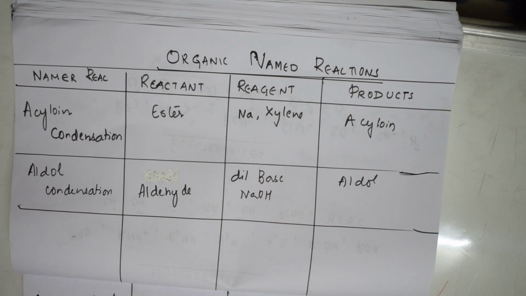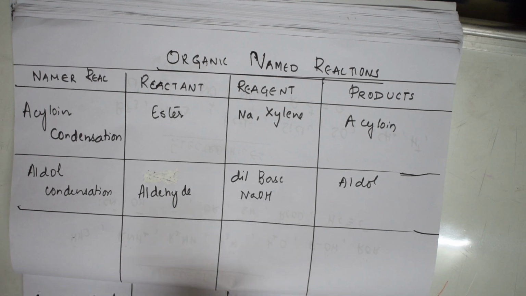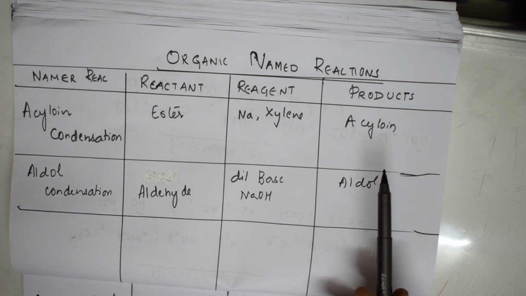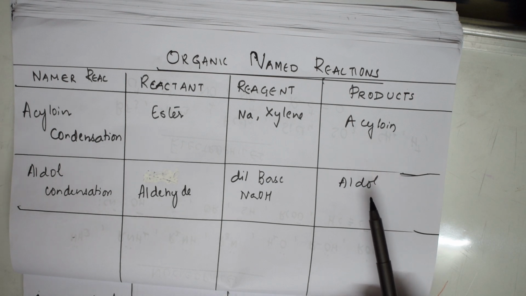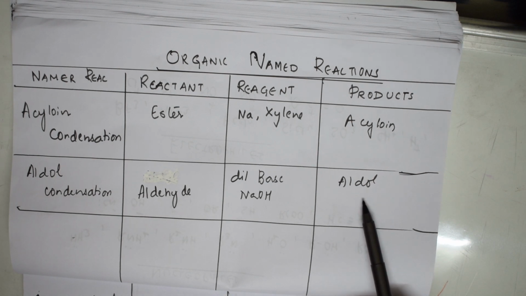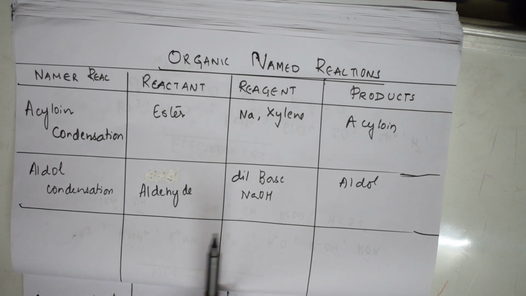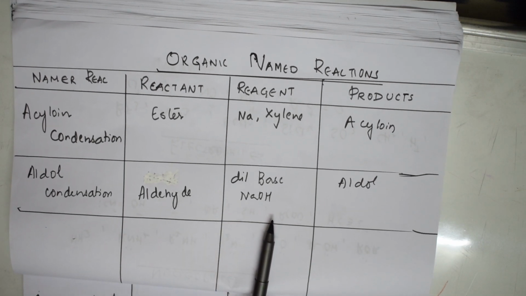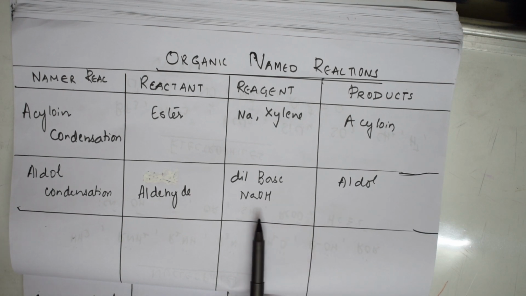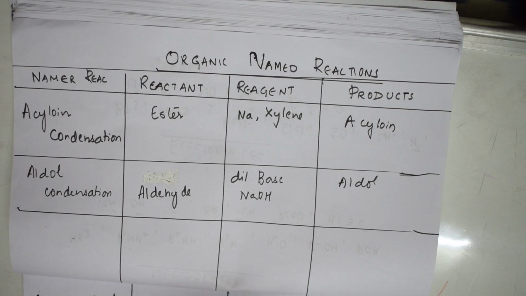What is the advantage of this? The advantage is whenever you are learning the name reaction, if they ask you any of the 4, for example, if they ask you what is the type of reaction when aldol is a product, it is aldol condensation, the reactant is aldehyde, and the reagent is a dilute base, like that. So I have listed out almost 100 plus reactions according to the alphabetical order.